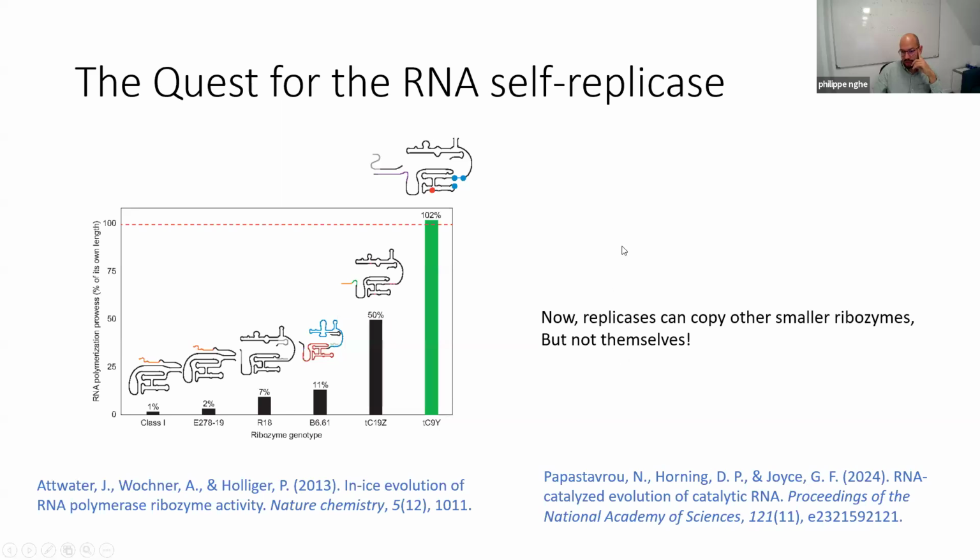This year, in the group of Joyce, for example, there is a lot of progress in this field. There are replicases that can copy other RNAs which are ribozymes, so those that are folded, but they can only copy smaller ribozymes. It's already a big step because we can have evolution of RNA catalyzed by RNA, but they cannot copy themselves.